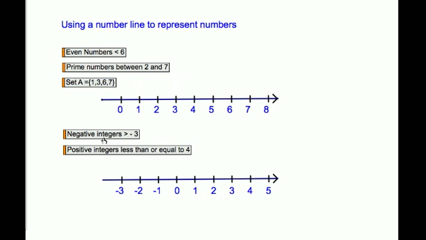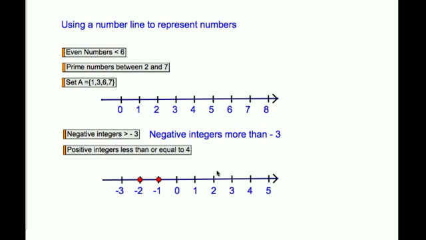Next, we look at negative integers greater than -3. Since it's greater than -3, -3 is not included, and since it must be negative numbers, therefore it is only -2 and -1. On this side here, we have all the whole numbers, positive whole numbers, and 0, which is a neutral number. So there are only 2 answers.